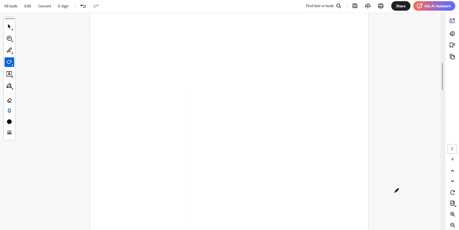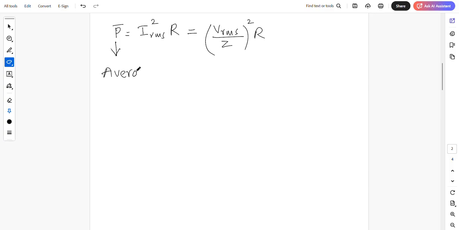What is the average power consumed? The average power consumed is given by IRMS whole square into R. That is equal to, what is IRMS? Nothing but VRMS by Z, the whole square into R. I can use this formula for the average power consumption.